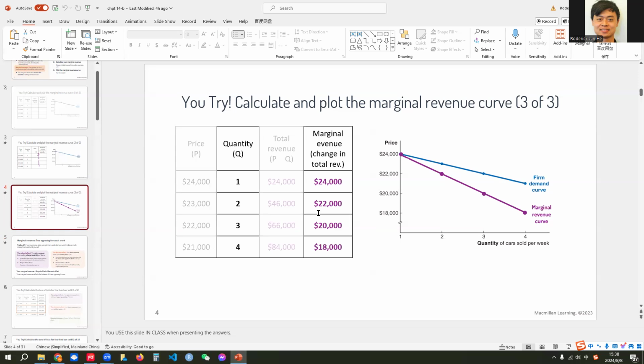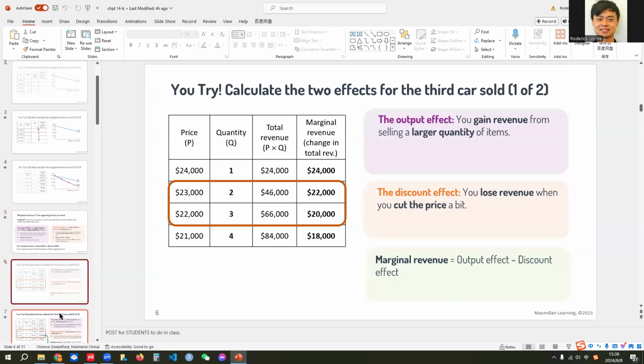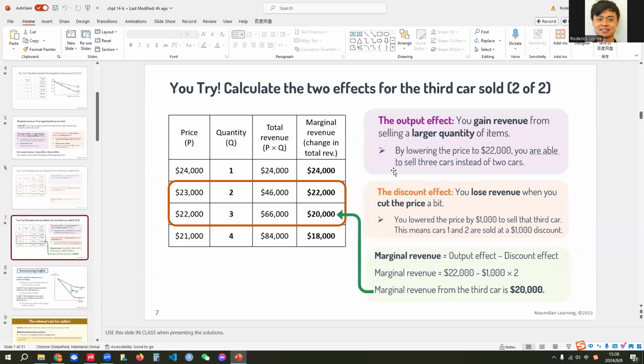So they can lay back, and that kind of laybackness means that when you alleviate their scarcity, it actually runs to your disadvantage because that lowers the price. So the discount effect is delta P times Q, and that is the price cut you have to offer multiplied by the quantity subject to that price cut. So let's look at the example.